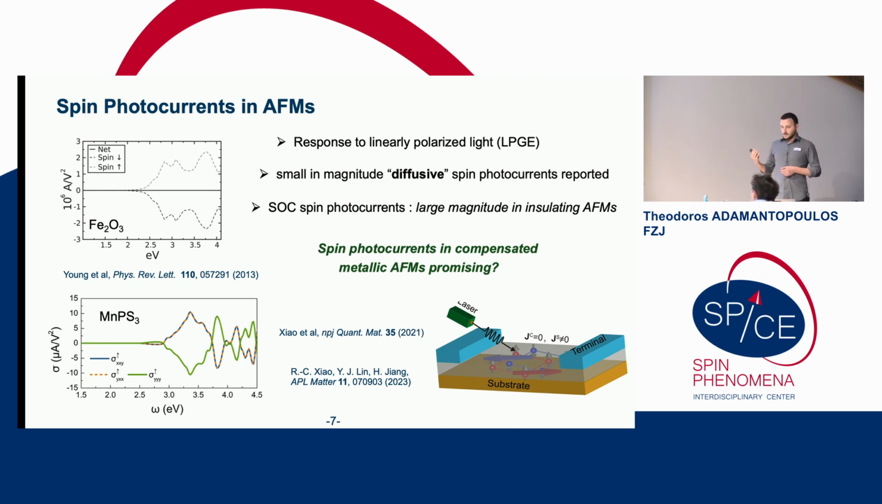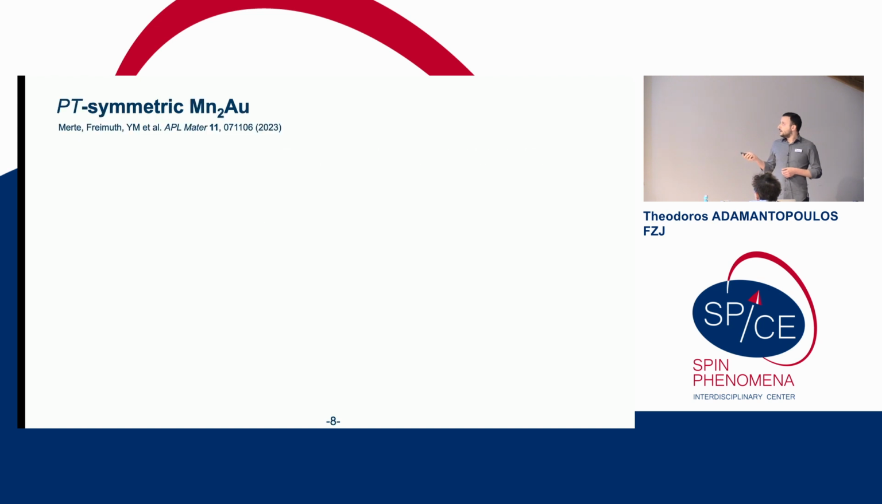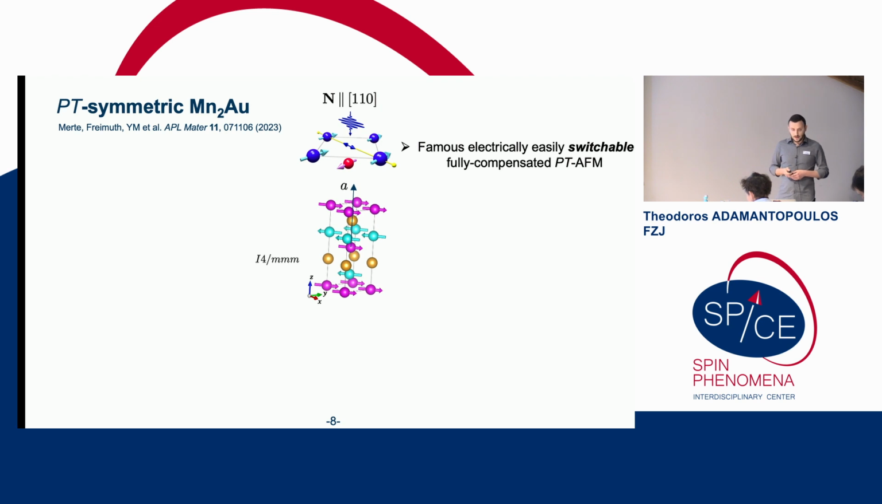This makes us expect that compensated metallic antiferromagnets might be very promising for the appearance of spin photocurrents. We explore manganese gold, a famous, easily electrically switchable, fully compensated PT antiferromagnet. In this material, the Néel vector is in plane along the 110 direction, and the magnetic moments cause a breaking of the inversion symmetry along the out of the plane direction.